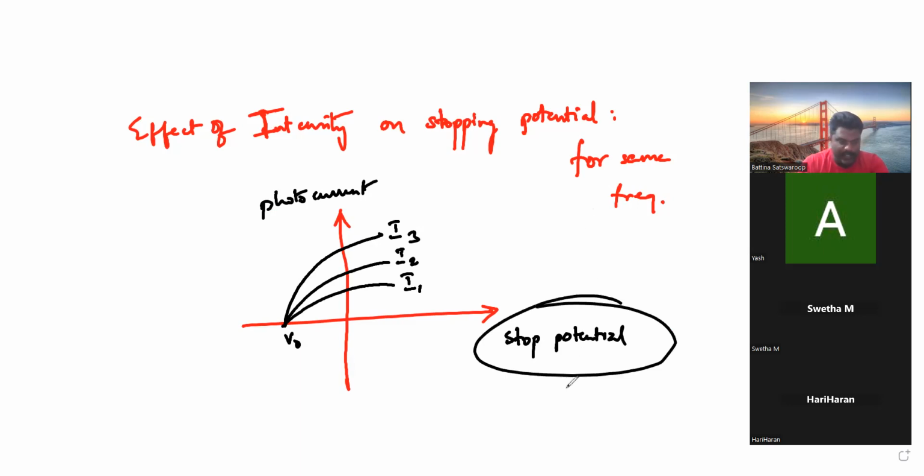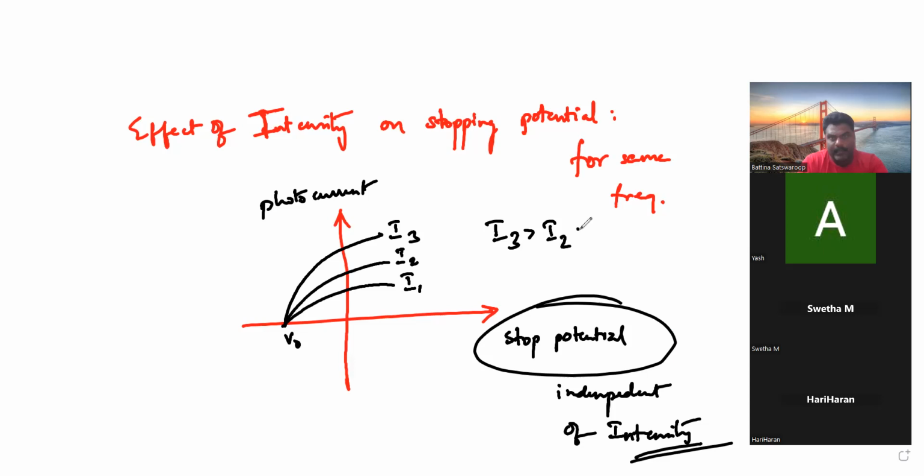Stopping potential is independent of intensity. Here I3 is greater than I2, which is greater than I1. Okay? Clear? Yes, sir.